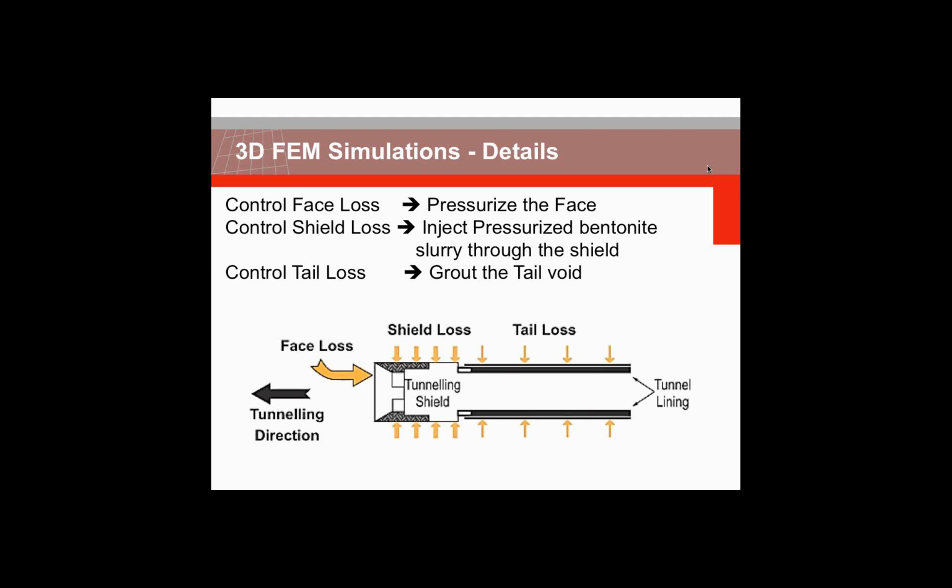In 3D FEM simulation, it is important to talk about the volume loss concept. Usually there are generally three types of volume loss that we consider. Face loss, which happens ahead of the excavation phase. Shield loss, which happens usually because of the conical shape of the shield, and because of that the ground tends to slip and deform along the shield. Also there is a tail loss behind the shield, which is filled by grouting. One of the main advantages of 3D FEM simulation is modeling this face loss, which is only possible in a 3D method.